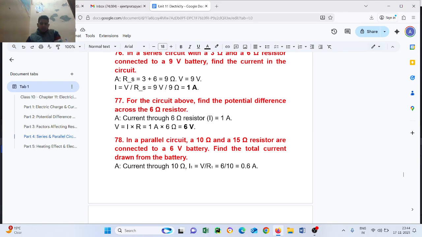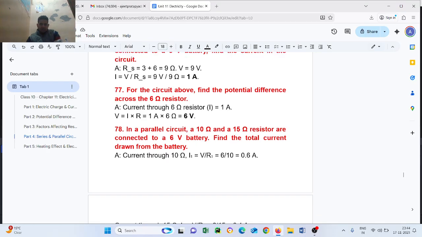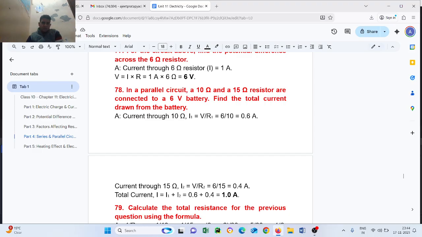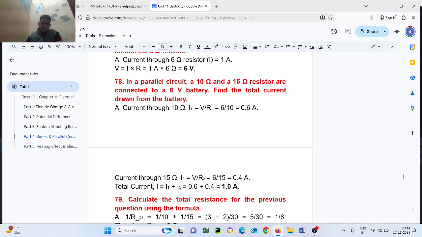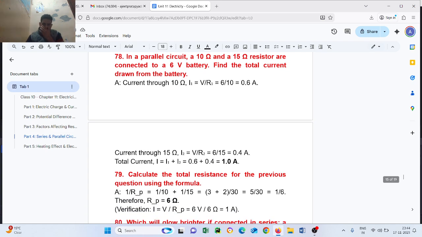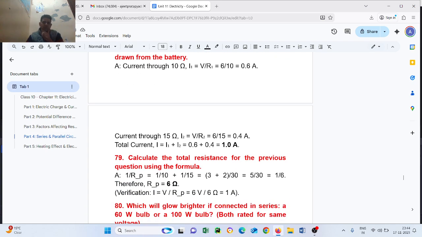Question number 78. In a parallel circuit, a 10 ohm and a 15 ohm resistor are connected to a 6 volt battery. Find the total current drawn from the battery. Current through 10 ohm, I1 equal to V upon R1, 6 upon 10 equal to 0.6 ampere. Current through 15 ohm, I2 equal to V upon R2, 6 upon 15 equal to 0.4 ampere. Total current I equal to I1 plus I2, equal to 0.6 plus 0.4 equal to 1.0 ampere.